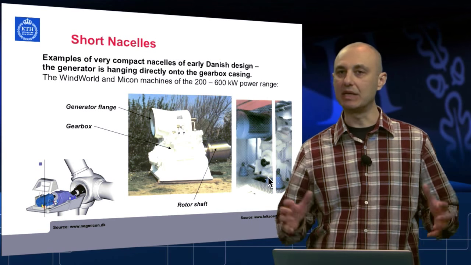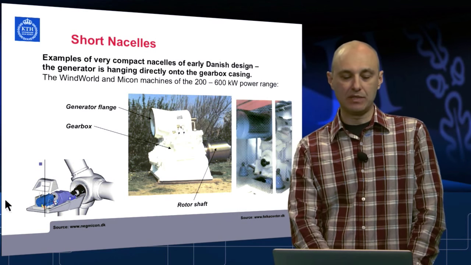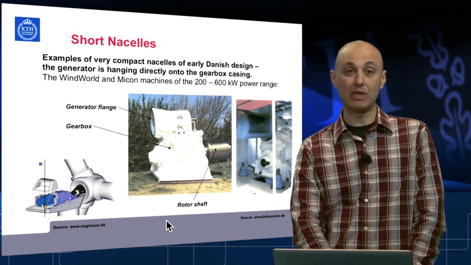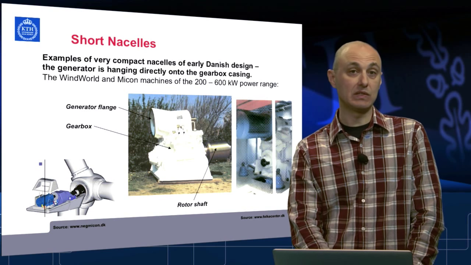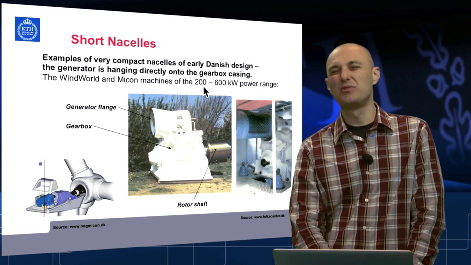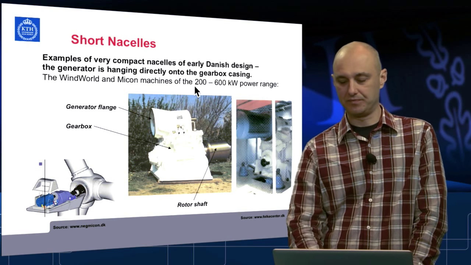You don't need a big nacelle. This is one example for a Micon-produced machine. Both these names do not exist anymore, but there are the machines still operating out there, usually in the below 1 megawatt range.